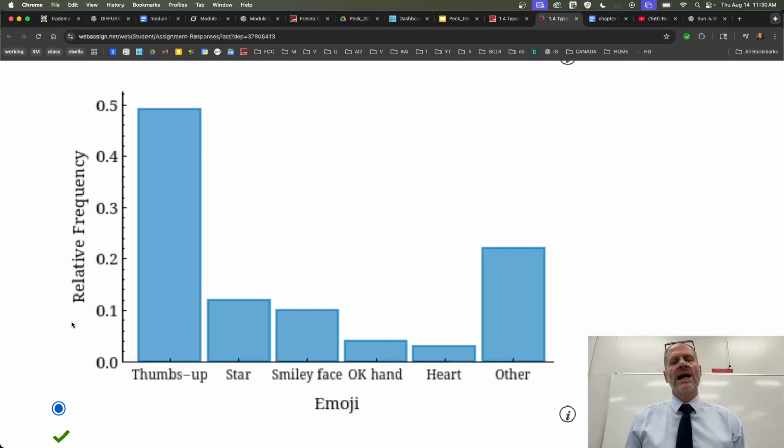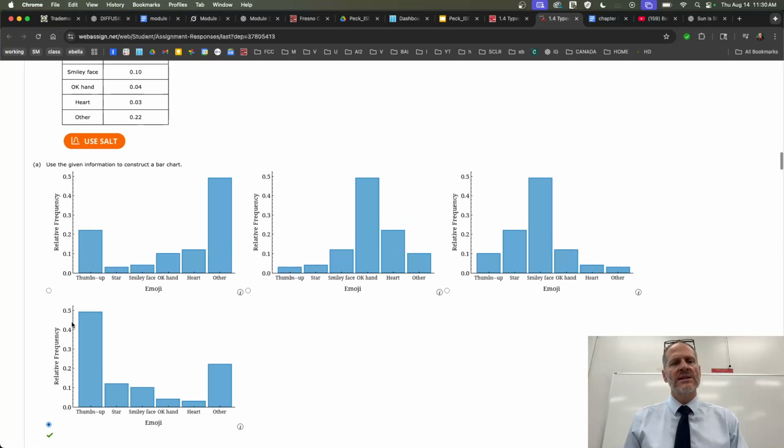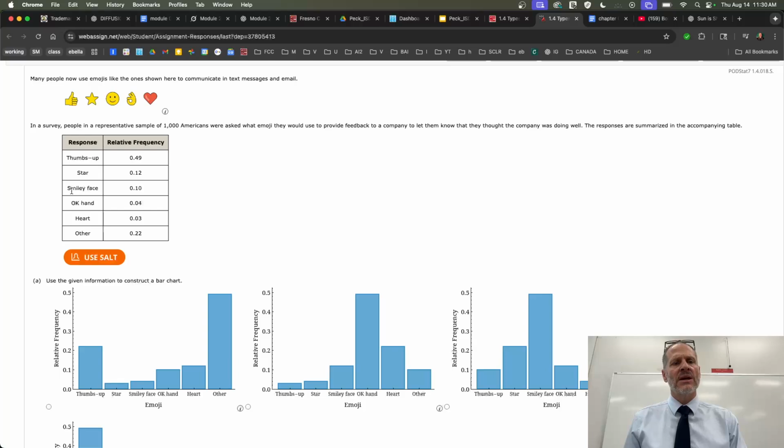But here we have a bar chart in statistics. In other classes, you'd call it a column chart. I think it makes more sense to call it a column chart because they're up and down like columns. Anyhow, this gives you an idea of how people responded, right? Out of 100% of people, about 50% liked the thumbs up. And so that's one thing to look at. And so in this example, you're looking at this data up here, right?